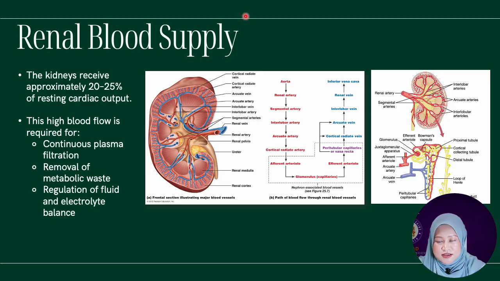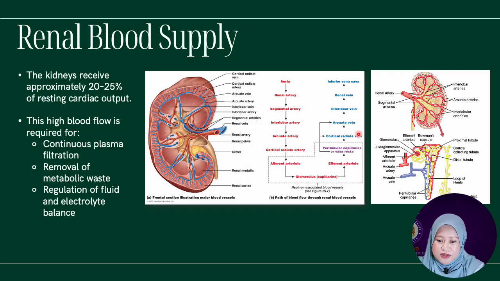And from there, blood enters the afferent arteriole of each nephron. The afferent arteriole delivers blood into the glomerular capillaries where filtration occurs. And then after filtration, blood leaves the glomerulus through the efferent arteriole. So this is important. Instead of draining into a vein immediately, it goes into another capillary network. So these second capillaries in cortical nephrons are called peritubular capillaries. In juxtamedullary nephrons, they are called vasa recta. So these capillaries are mainly involved in reabsorption.